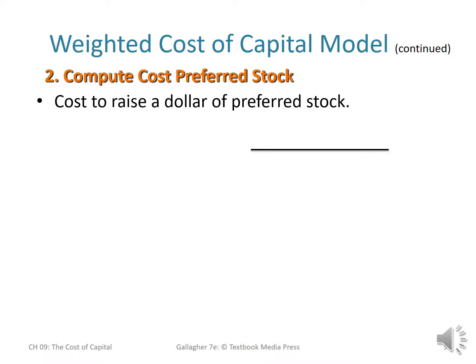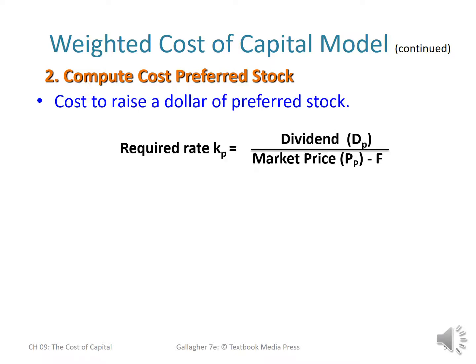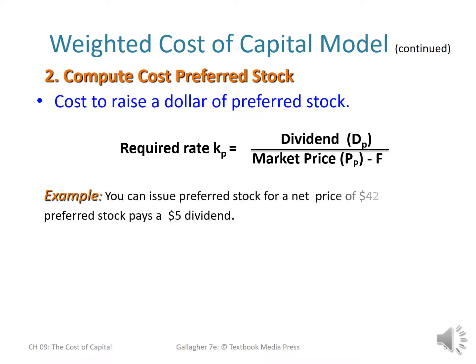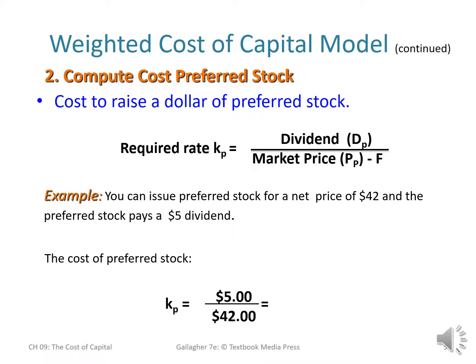Compute the cost of preferred stock. The cost to raise $1 of preferred stock is equal to the dividend divided by the market price minus flotation cost. For example, you can issue preferred stock for a net price of $42 and the preferred stock pays a $5 dividend. The cost of preferred stock is 11.9%.